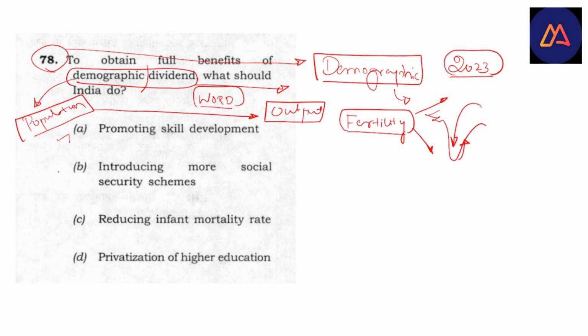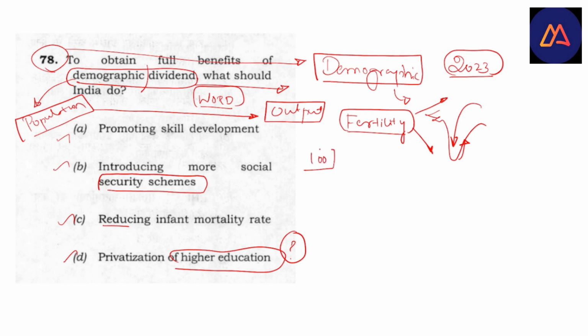Promoting skill development, okay. Introducing social security schemes, okay. Reducing infant mortality, this also looks okay. Privatization of higher education, but how this was going to help in getting a dividend, I do not know. See, let us assume that 100 people are there. Taking the example of Tamil Nadu, above 50 are in higher education. So what about the rest of the 50?